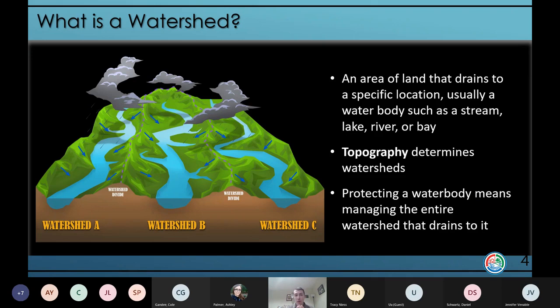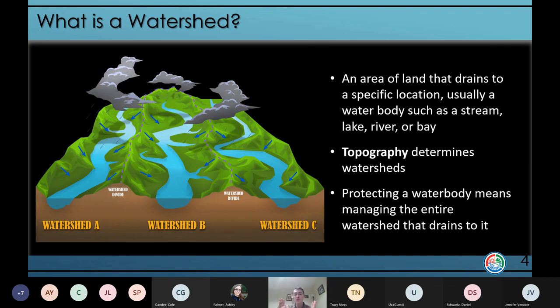So we break up where water flows into watersheds. So what is a watershed? A watershed basically is an area of land that drains into a specific location. Usually that is a stream, a lake, a river, or a bay. And so we also have these things called watershed divides. And those are the lines that determine which direction water will flow.